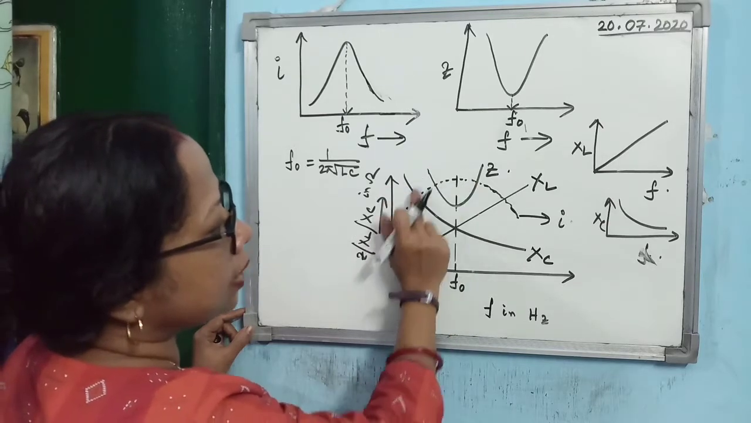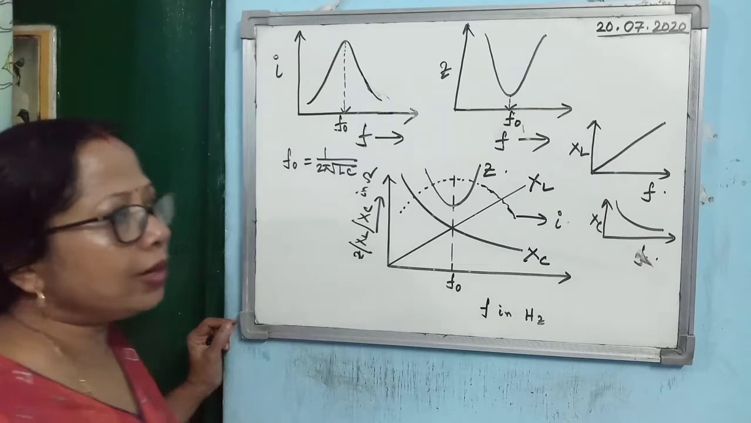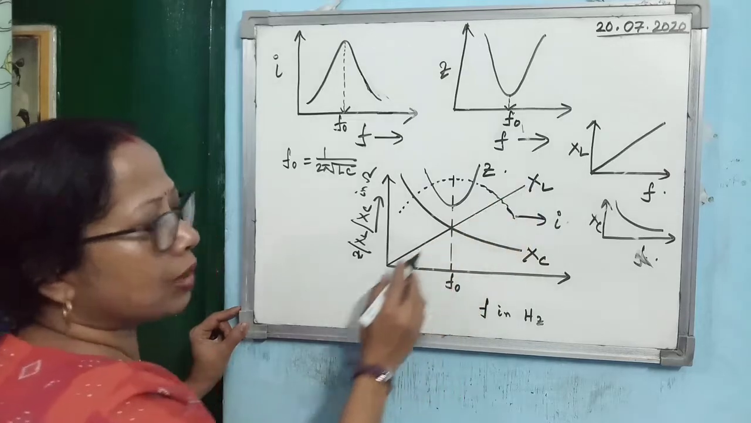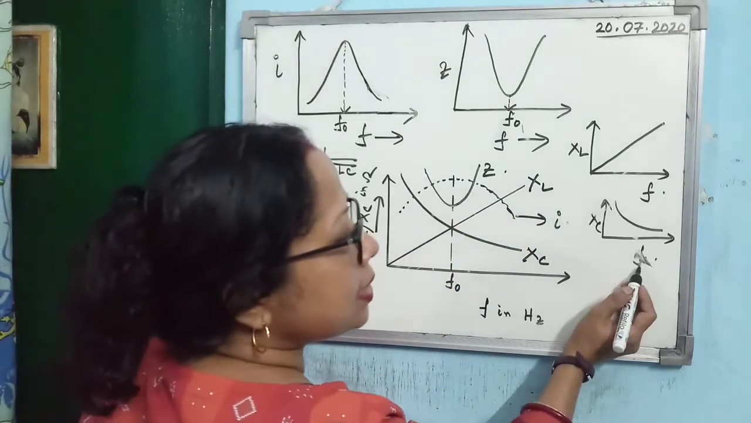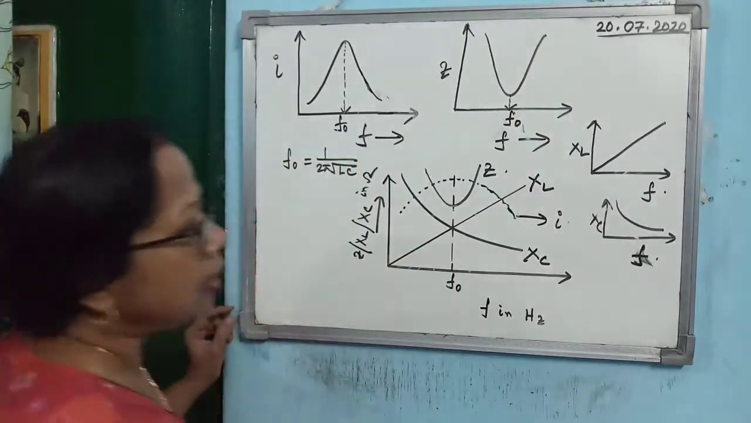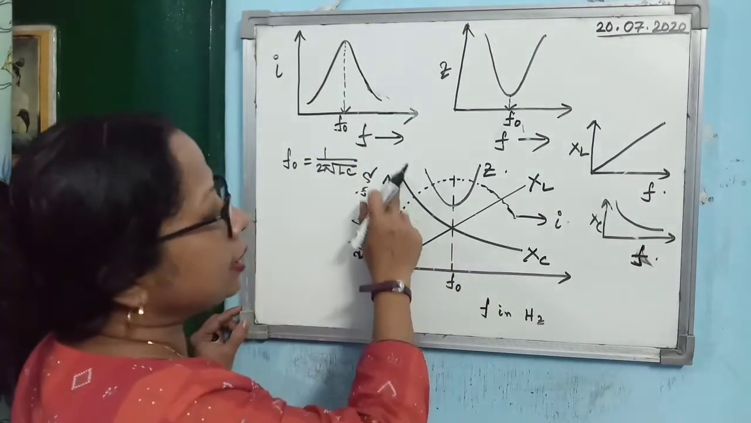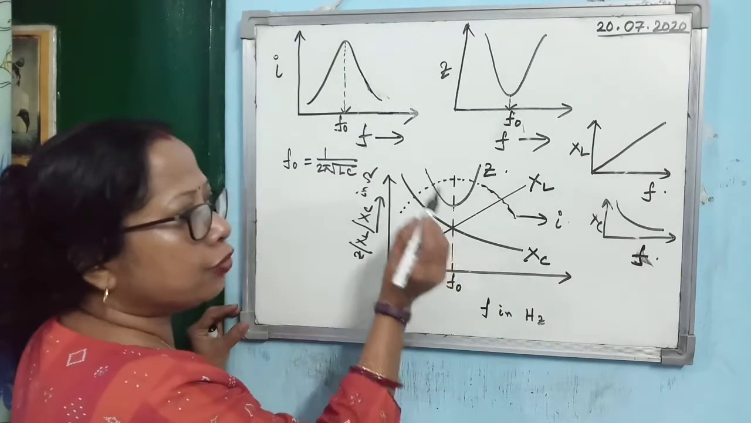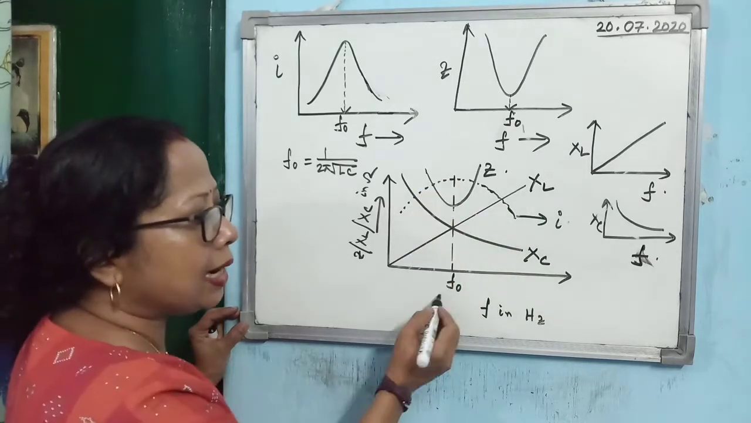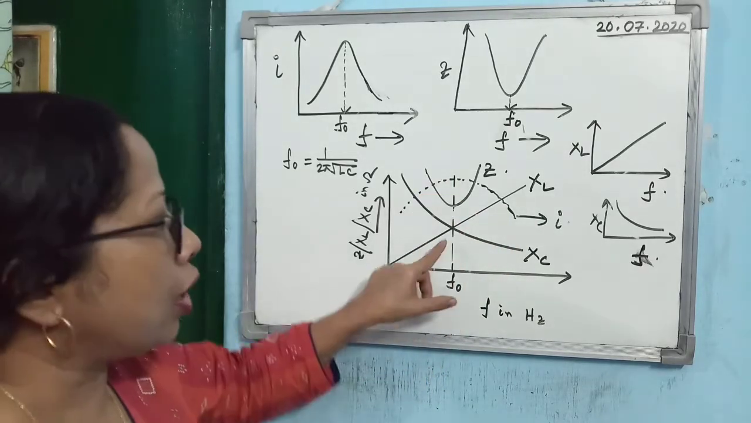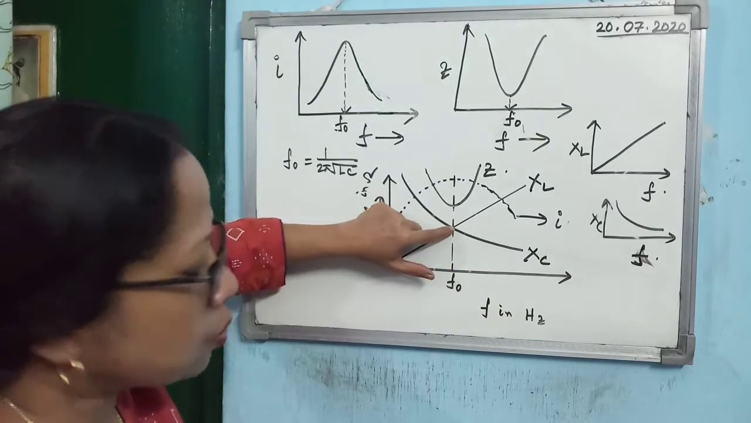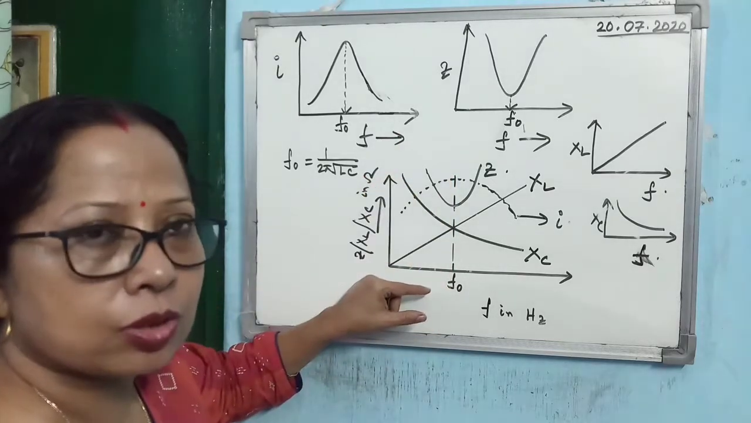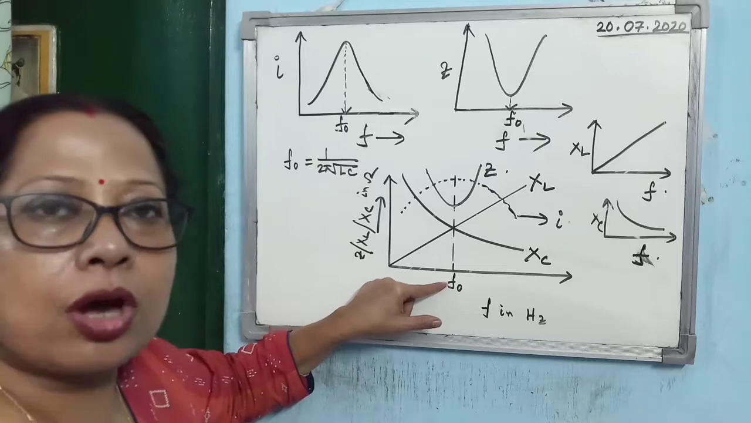Impedance will be just opposite to the current. So this is the Z impedance graph. Then we know the XL versus F graph is a straight line passing through the origin. Then the XC versus F graph is a rectangular hyperbola. Here is one point you have to remember: when you draw the rectangular hyperbola, it must pass through the point where the XL graph cuts the vertical line passing through the resonating frequency F0.